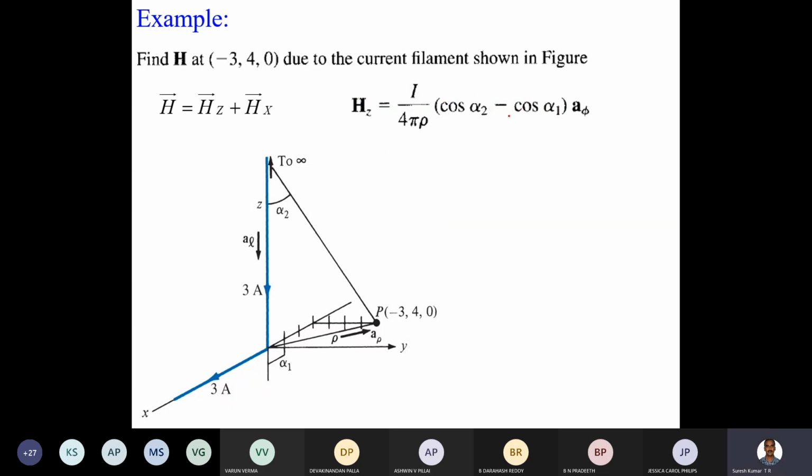I over 4 pi rho, cos alpha 2 minus cos alpha 1, and so on. Now let us calculate rho. Let us first fix this observation point. This is the observation point, it is at minus 3, 4, 0. Take half a minute and understand this picture. X-axis, y-axis and z-axis. The observation point is here. We are considering only this vertical element. Our focus is only this vertical element.